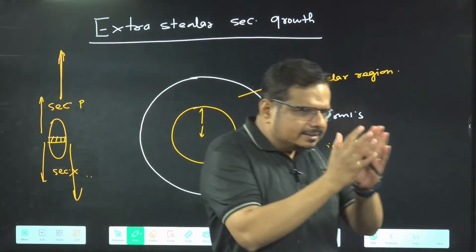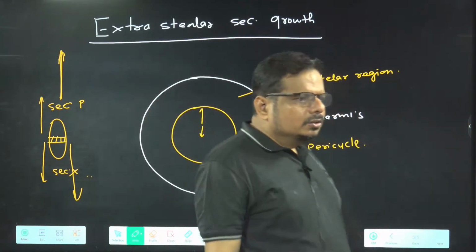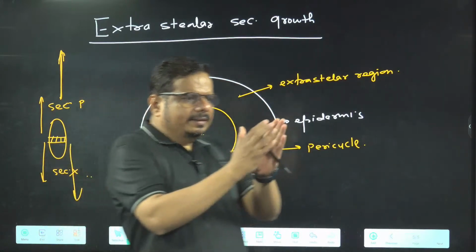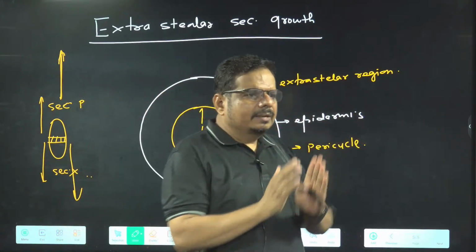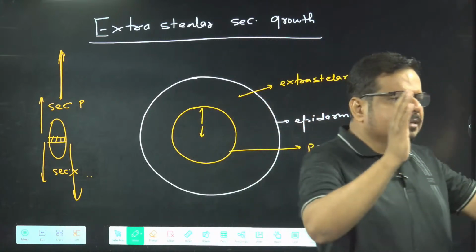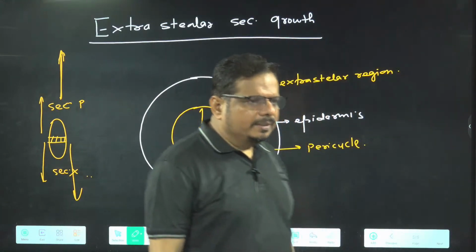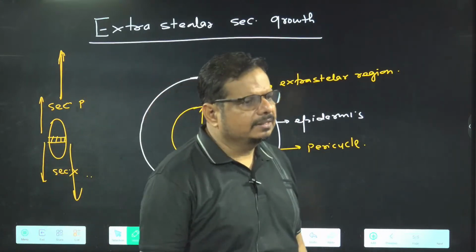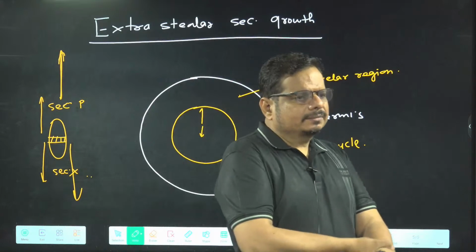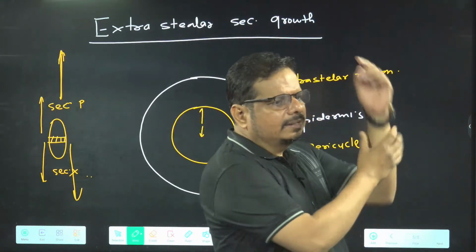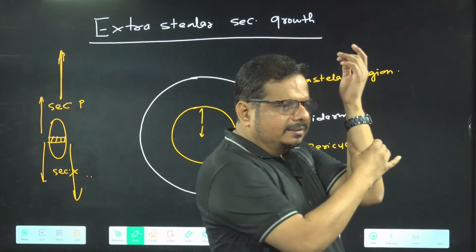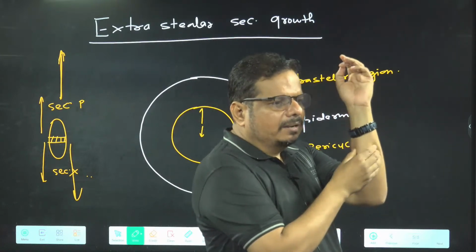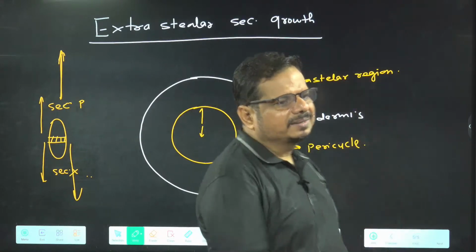Inside, the thickness is increasing. So will it exert pressure in the extrastellar region or not? When intrastellar secondary growth occurs, it will create a pressure outward, or not? Of course it will create a pressure. You just assume a situation. Bone is inside, assume it is the intrastellar part.